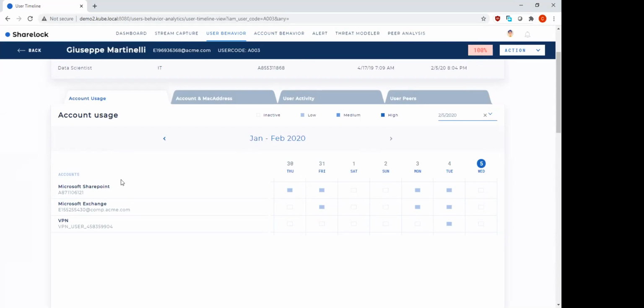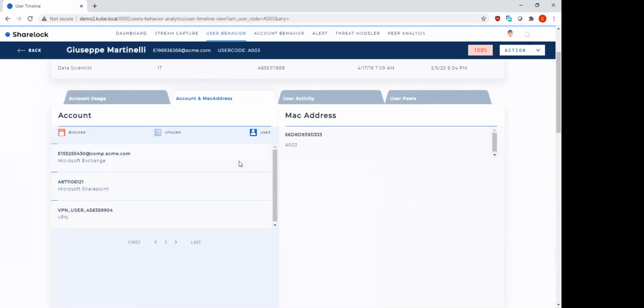Here, in the first tab, we have a view of all his accounts and their use over the day with a graphical representation of the intensity of use of the single account. In the second tab, we have the details of the accounts and the MAC addresses of the devices used by the user.